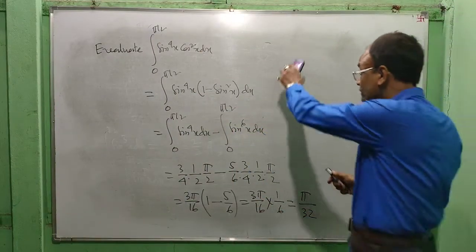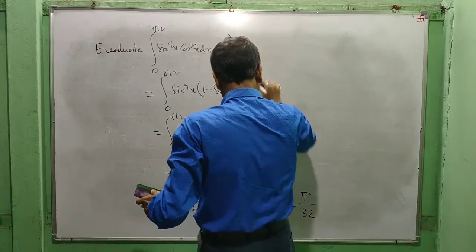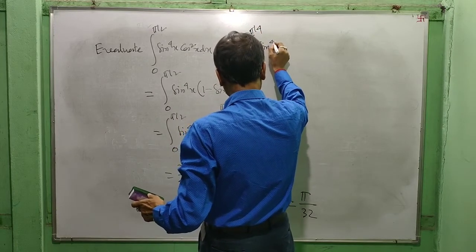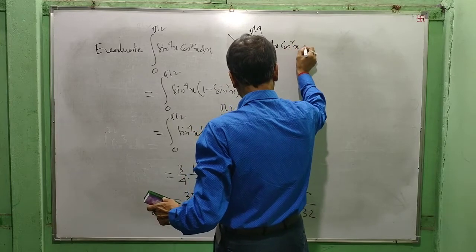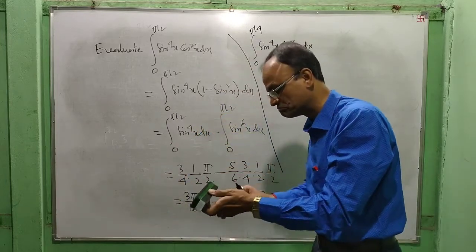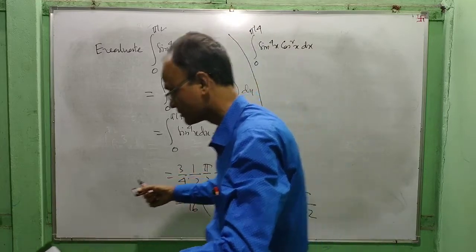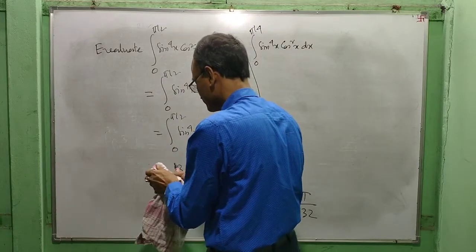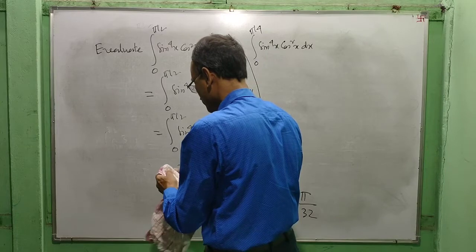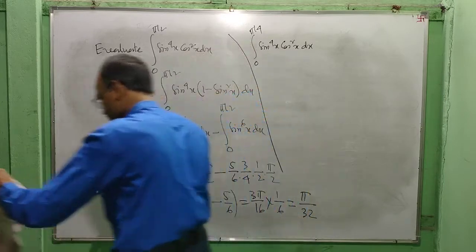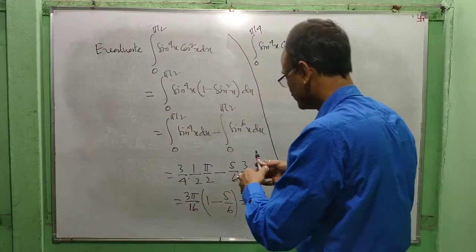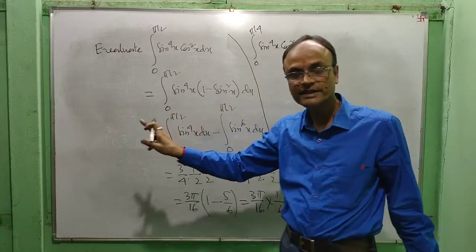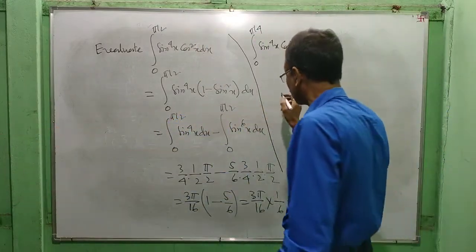Now, if the limit is, suppose, integration 0 to pi by 4, you cannot apply this method in this case.